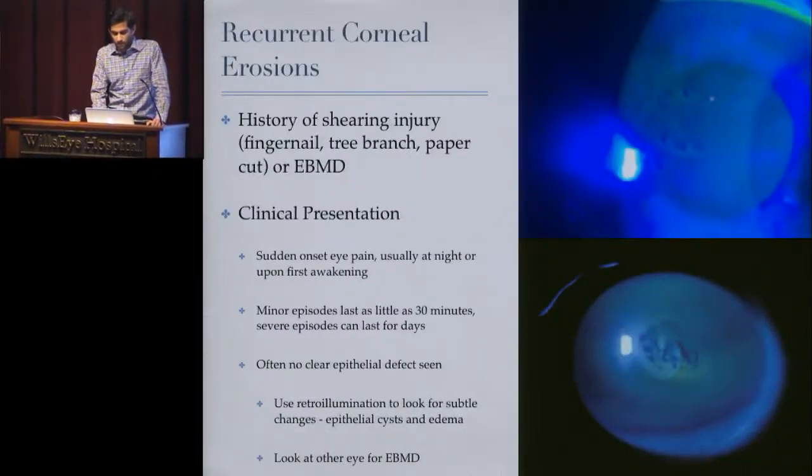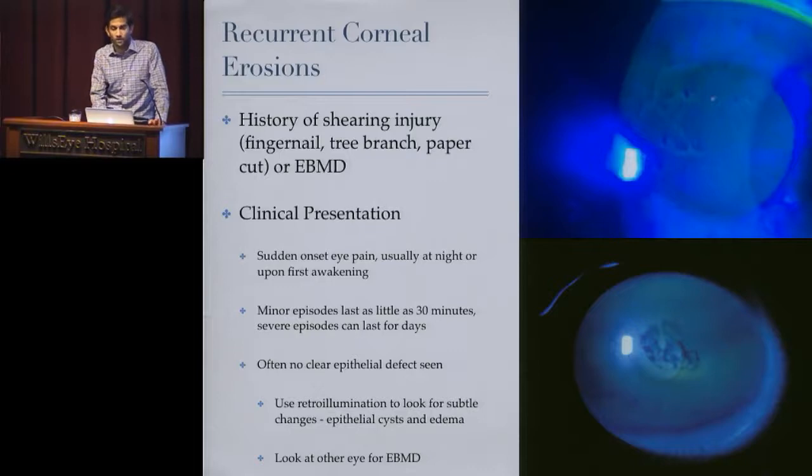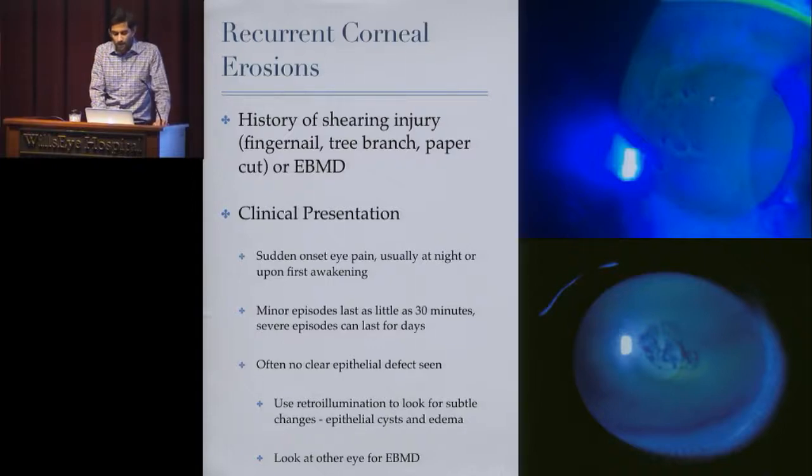As far as treating recurrent corneal erosions, first of all, what is a corneal erosion? You have to have a history of a shearing injury, like a fingernail or a tree branch or a paper cut, or a history of EBMD. These are the two types of patients that will get these. They'll come in with sudden onset eye pain, usually in the middle of the night or when they first wake up in the morning. It could be very minor and go away in 30 minutes, or it could be pretty severe and take days and days to go away.